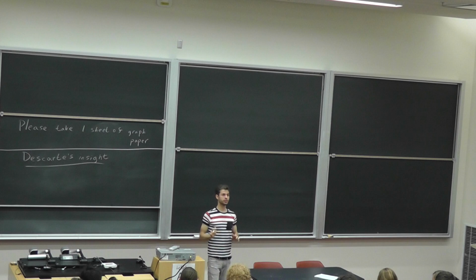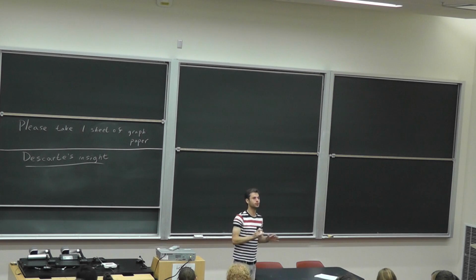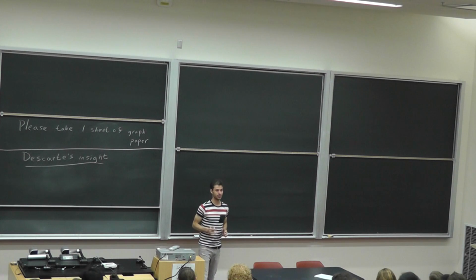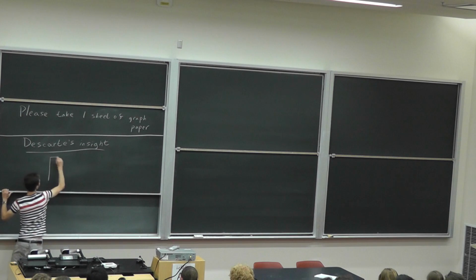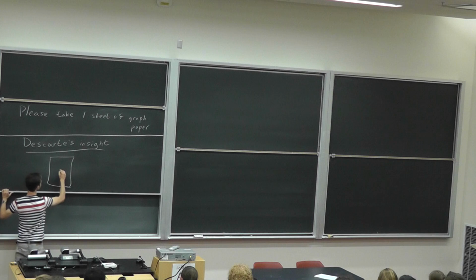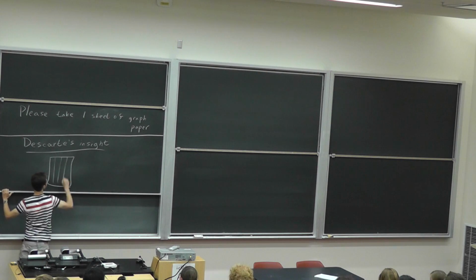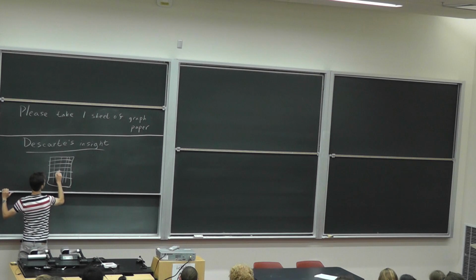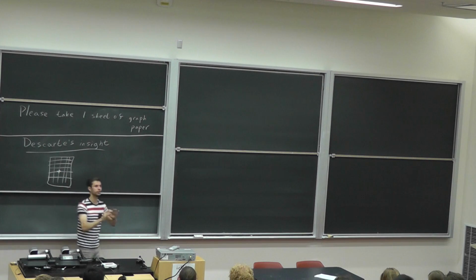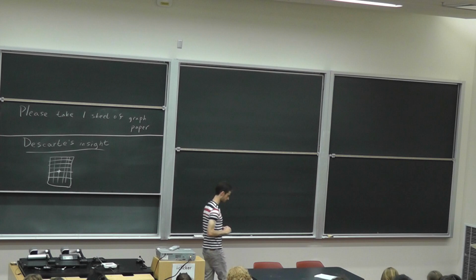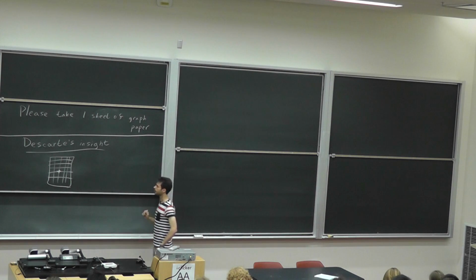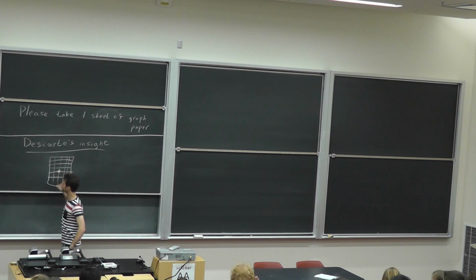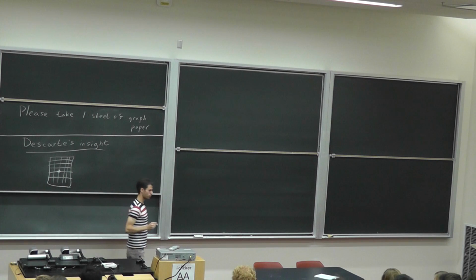We'll now talk about something that was discovered a little bit before calculus. It was discovered by Descartes, the French mathematician. What I want you to do now is, on this graph paper, draw a small cross somewhere in the middle. Just a small cross. Small plus at least.